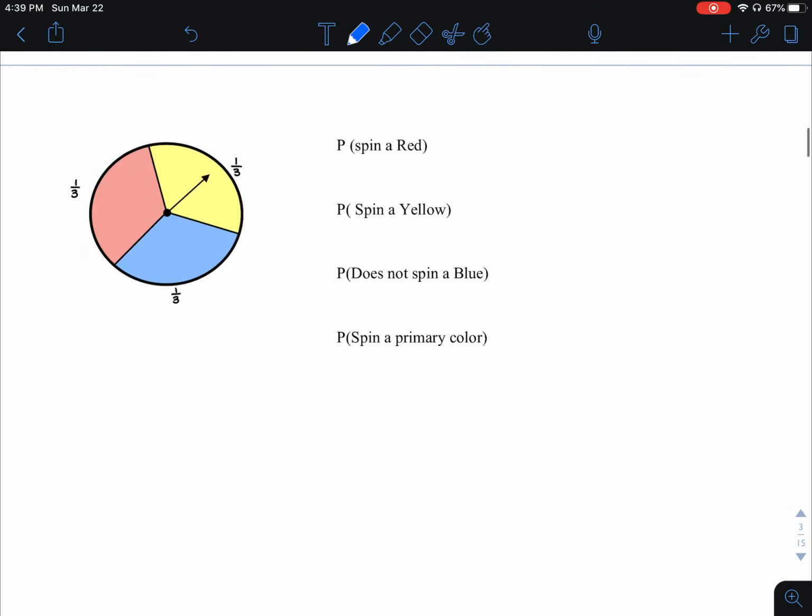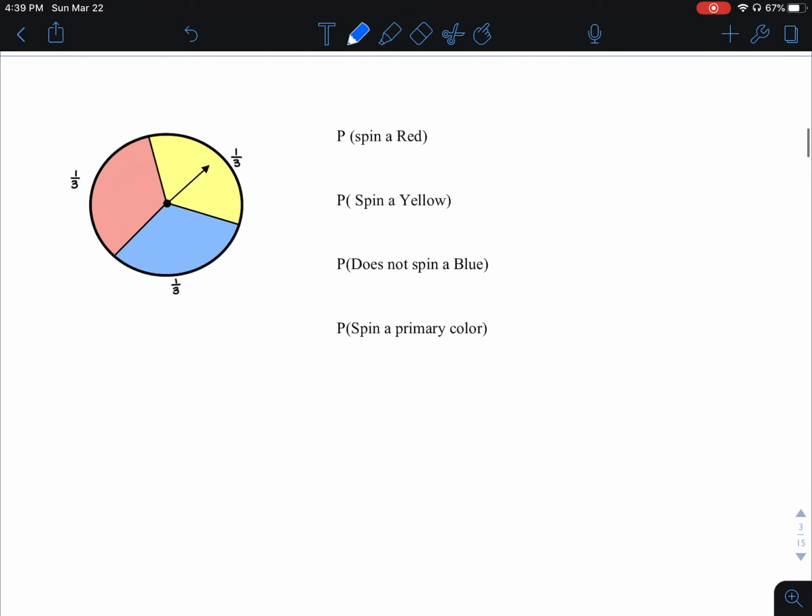And our last one. All right, I got some colors here. I have red, yellow, and blue. Each of them are a third of my circle or diagram. Okay, how many options do I have in total? Because that's what I need first. In order to start any of this, I need a total amount. Well, how many colors do I have? 3. So my total, I have 3 options.